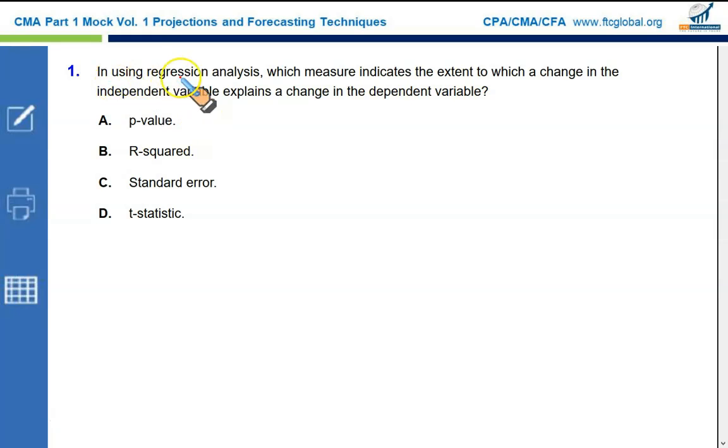Question number 1. In using regression analysis, which measure indicates the extent to which a change in the independent variable x explains a change in the dependent variable y? I'm sure you would know. This is the equation I'm talking about. Y is equal to a plus bx. Here x is the independent variable, y is the dependent variable, right? So, which measure indicates the extent to which a change in x explains a change in y?